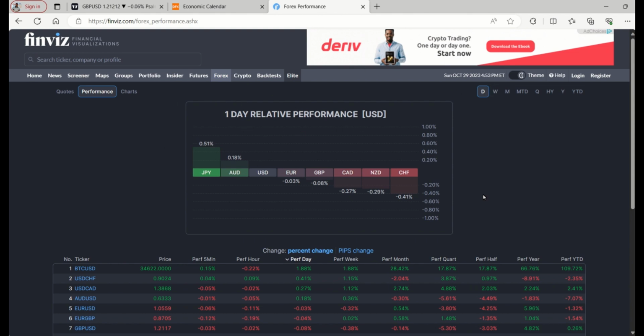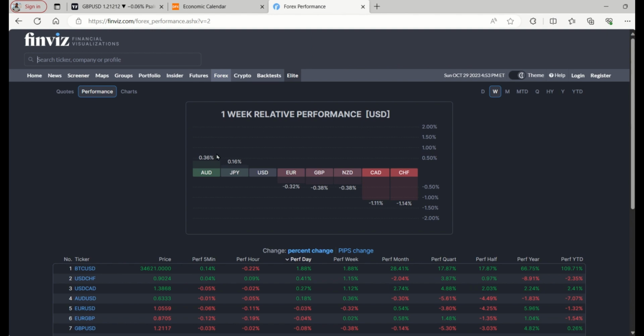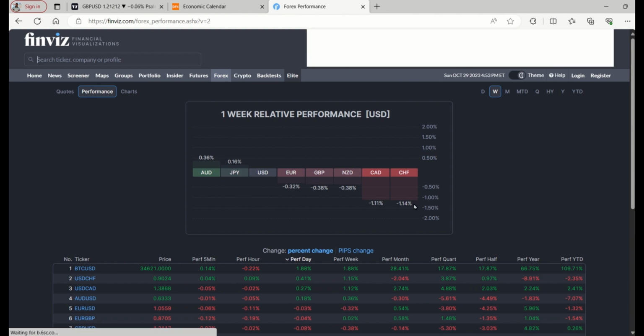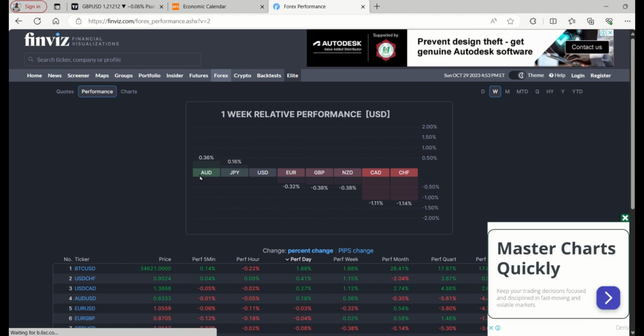I omitted this. On the performance chart, it will show you 5 minutes. So don't check 5 minutes. Check daily. Look at the daily candle. You can check weekly also, for the entire week, which currency actually performed very well. If this is long term, the currency that performed very well, that was very strong, is Aussie, AUD, followed by the Japanese yen.